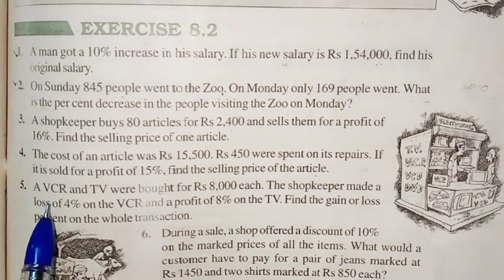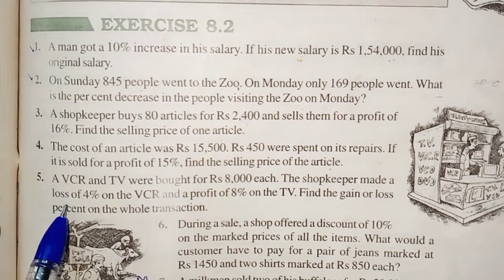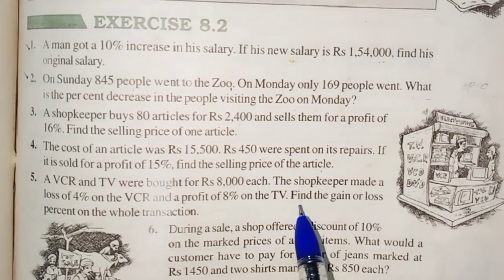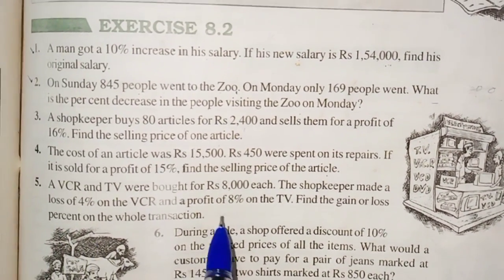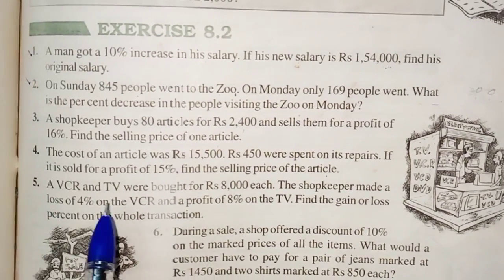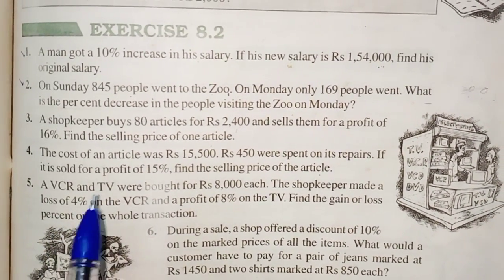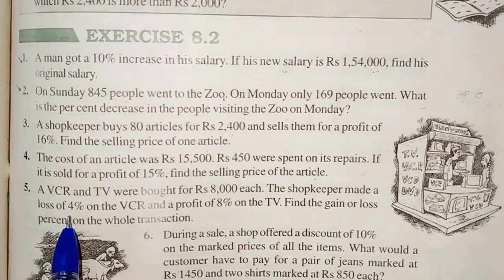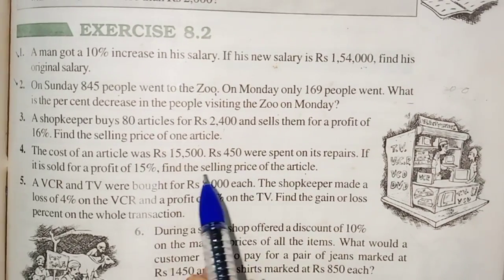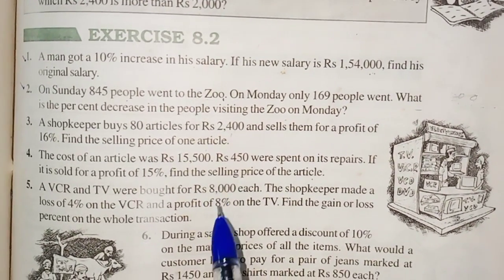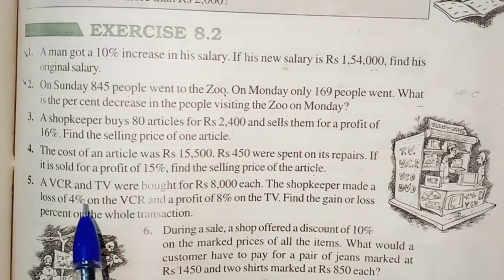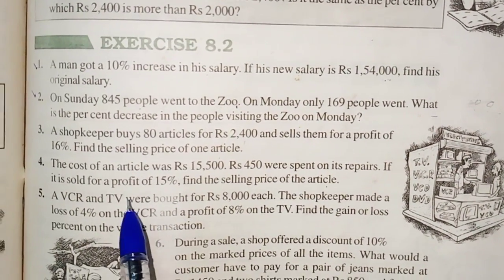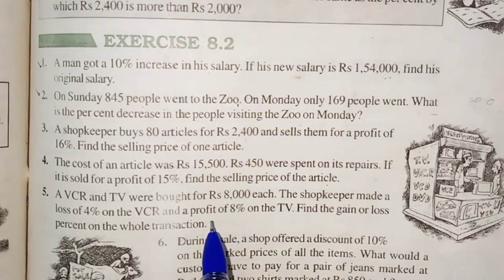So one is loss and one is profit. Find the gain or loss percent on the whole transaction. So here VCR is sold at a loss of 4%, whereas TV is sold at a profit of 8%.